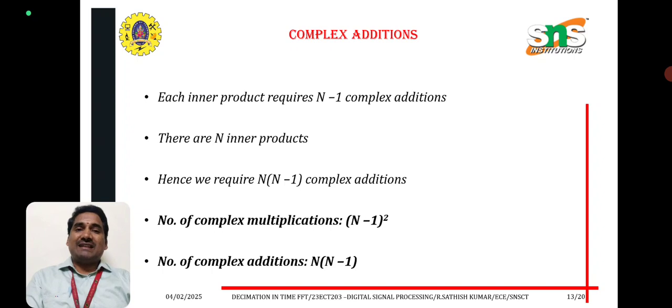Next, complex additions: each inner product requires n minus 1 complex additions. There are n inner products, requiring n into n minus 1 complex additions. Therefore, the number of complex multiplications is n minus 1 the whole square, and the number of complex additions is n into n minus 1.